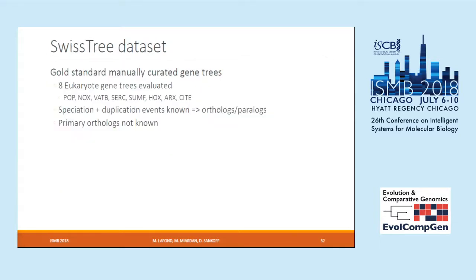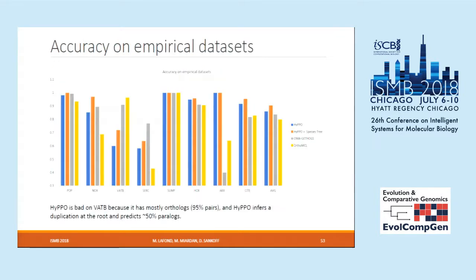All right. For the real empirical data sets, we use SwissTree, which is a gold standard manually curated gene tree database. We tested our pipeline on these 8 eukaryotes. And in these data sets, the orthologs and paralogs are known. We don't have the primary orthologs, and we did not evaluate that on real data sets.